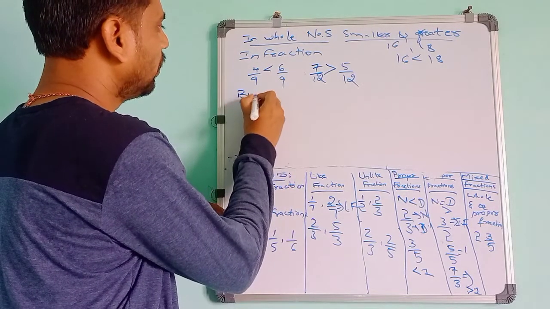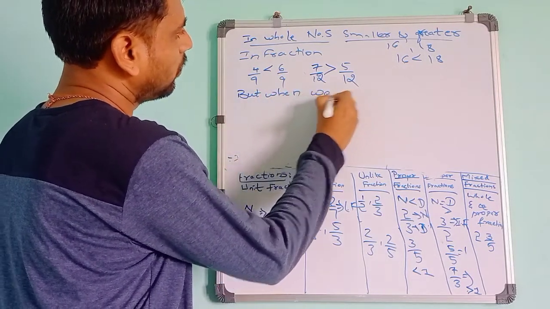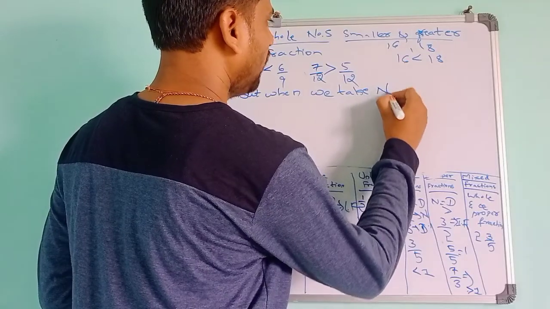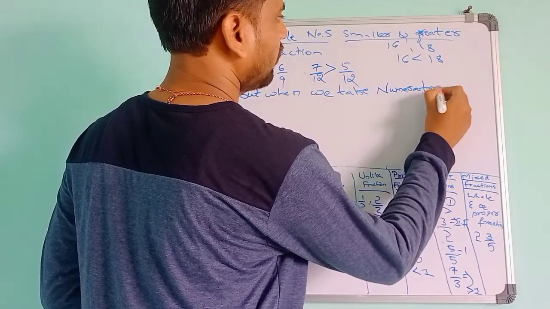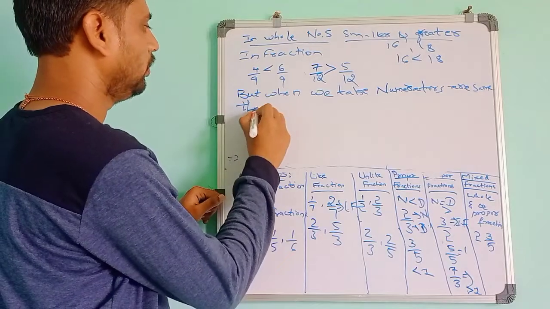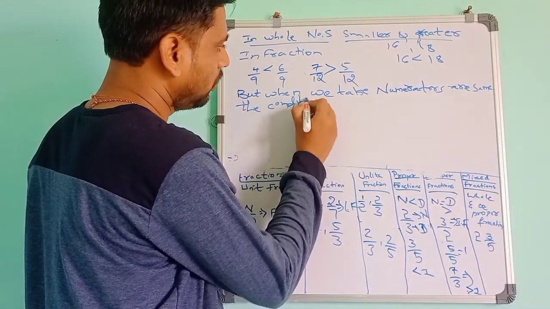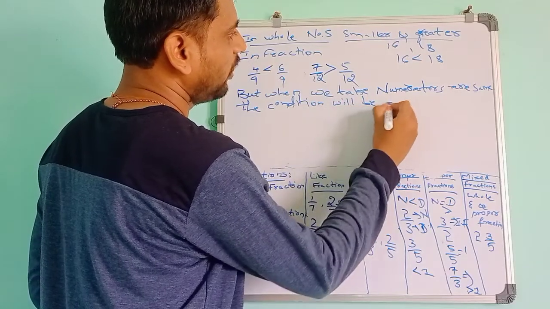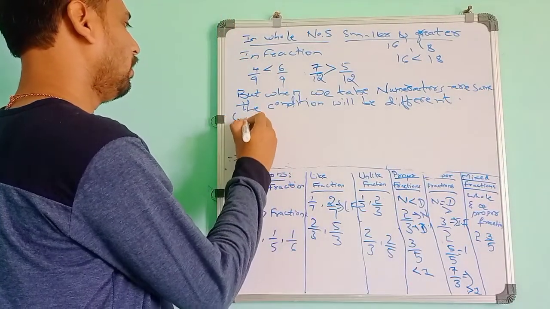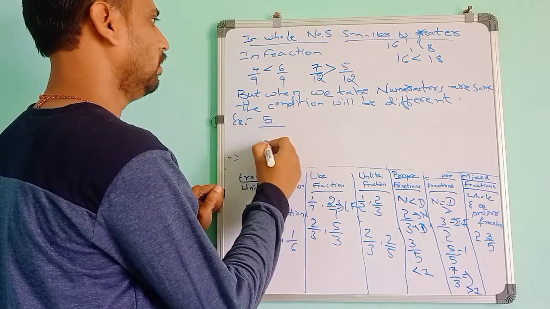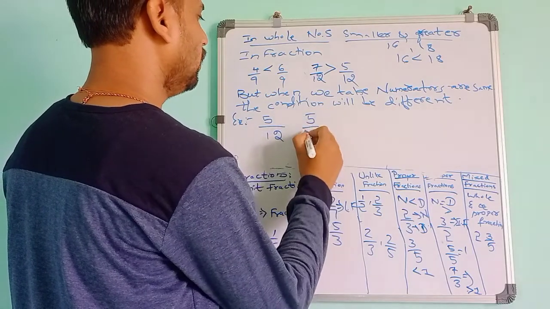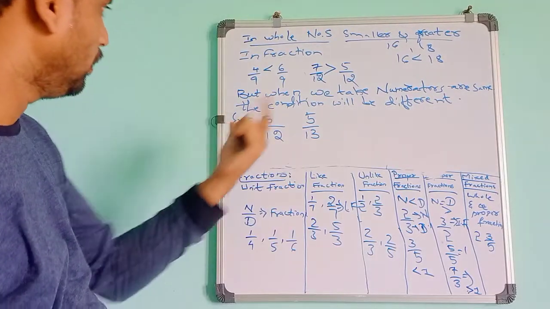But when you take fractions where the numerators are the same, the condition will be different. Say the example 5 by 12 and 5 by 13. You see the numerators are the same.